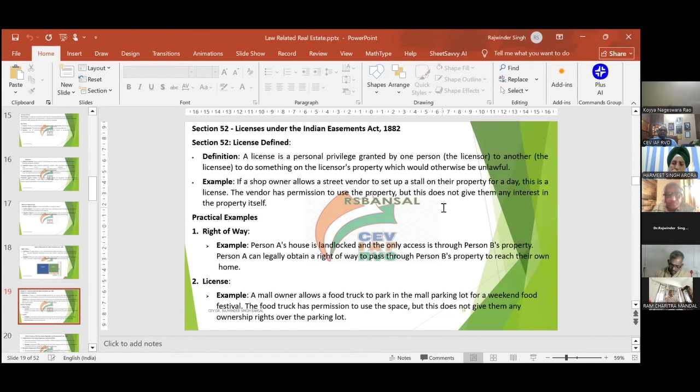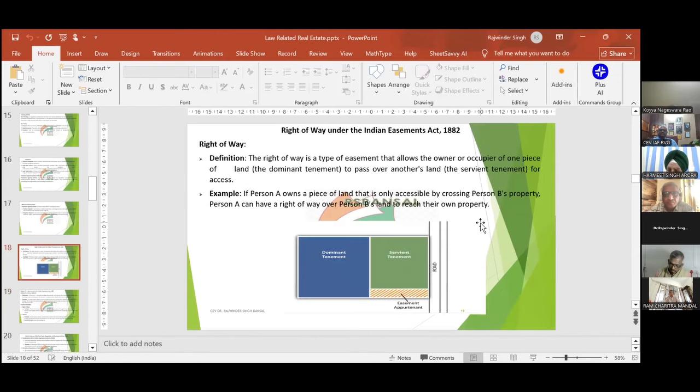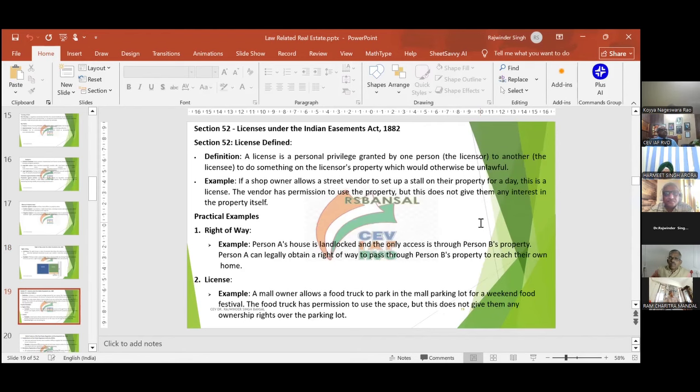There are certain practical examples. One is right of way. As we have already discussed, person A's property is landlocked and he has to pass through person B's property, let us suppose the servient owner's. So this is right of way under the Indian Easement Act.